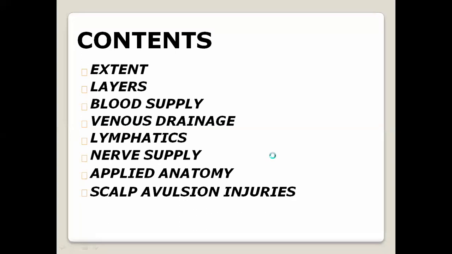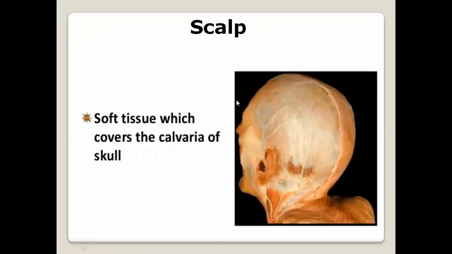Okay. So first we'll see the definition of the scalp. What is scalp? Scalp is a soft tissue which covers the calvaria. So what is calvaria? Calvaria is the topmost portion of the skull. So scalp is a soft tissue which covers the calvaria.